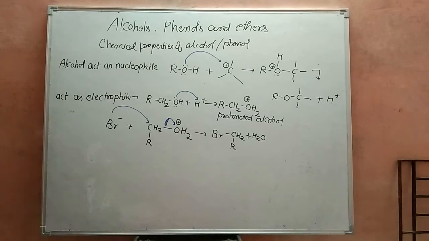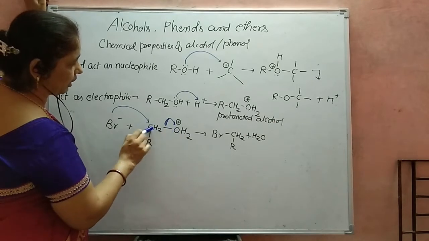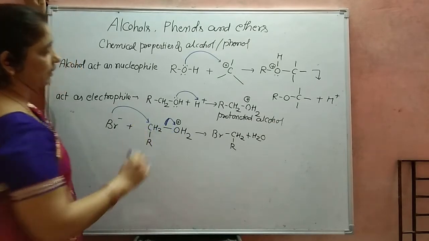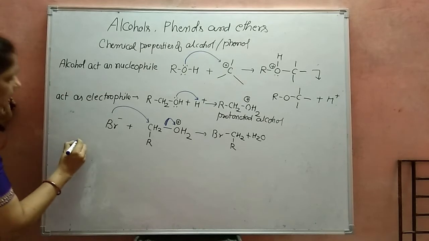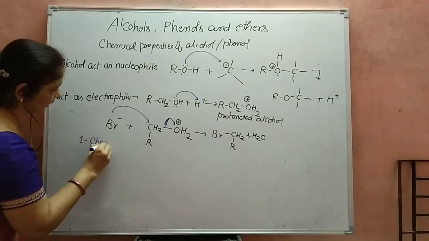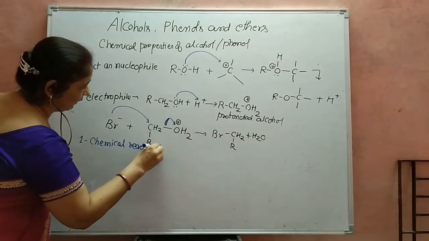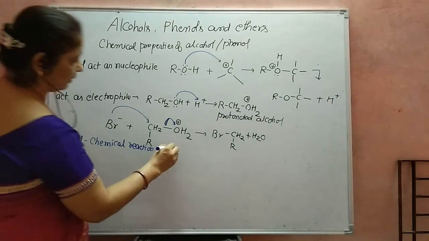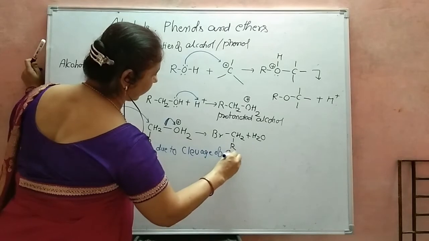Here are two types of reaction shown by the alcohol. One is the cleavage of the OH bond and one is the cleavage of the CO bond. So here we discuss the chemical properties by the reaction with cleavage of OH bond. हम यहाँ पर property discuss कर रहे हैं. First property discussed is the chemical reaction due to cleavage of OH bond.